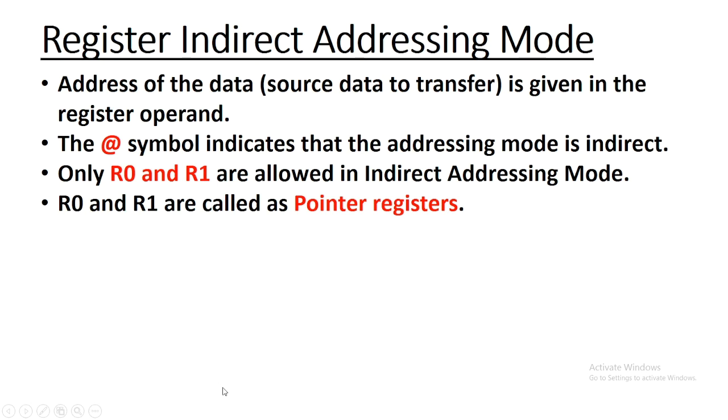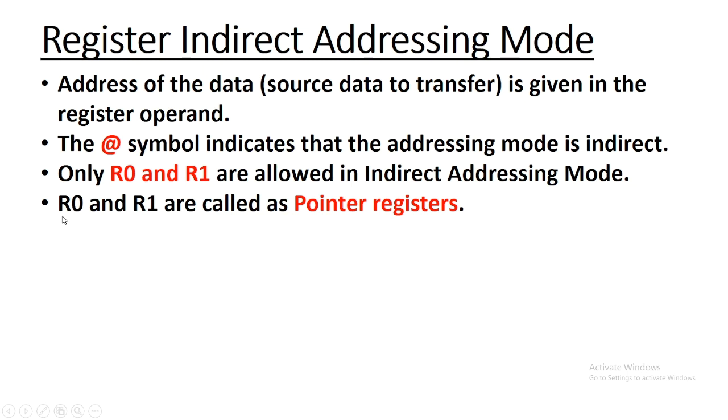Next addressing mode is register indirect addressing mode. In this addressing mode, the address of the data is stored in another register. In the previous addressing mode, direct addressing mode, the memory address is directly specified, but in register indirect addressing mode, that memory address is not directly specified. That memory address is stored in the register.